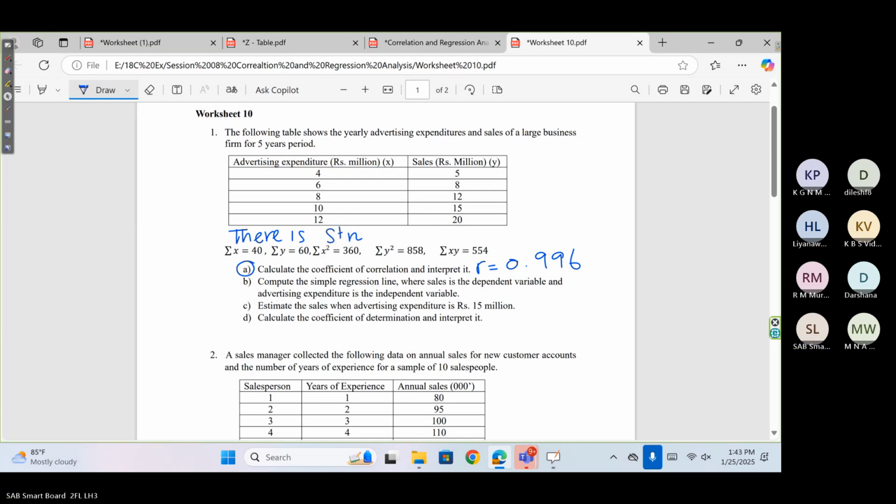a strong positive correlation between advertising expenditure and the sales. There is a strong positive correlation between advertising expenditure and the sales.